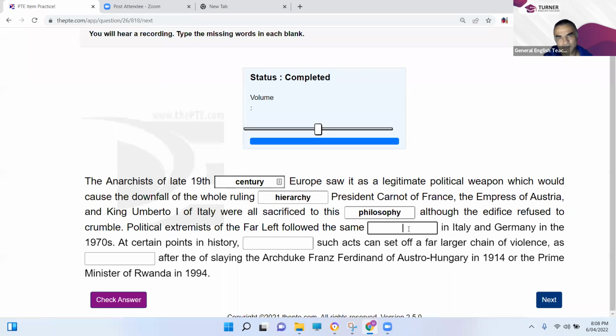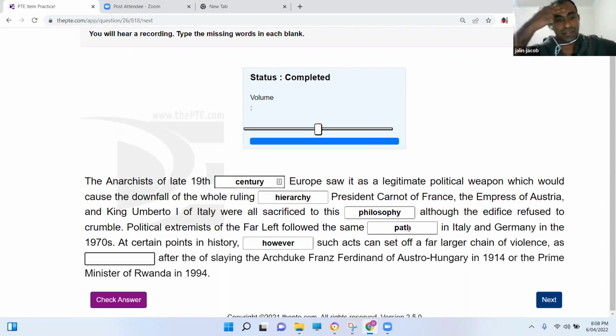Number 4. Path. Same path. Yeah. Good. Number 5. However. HW. Yeah. And that one I lost. Very good. Occurred. I beg your pardon? Occurred. Very good. How do you spell it? Very good. Okay.